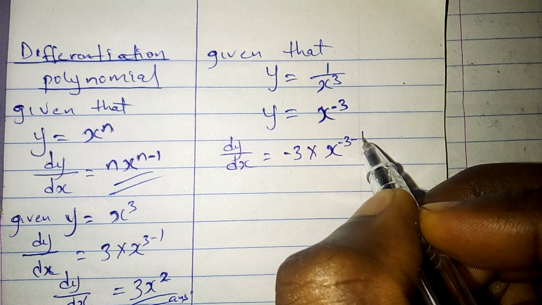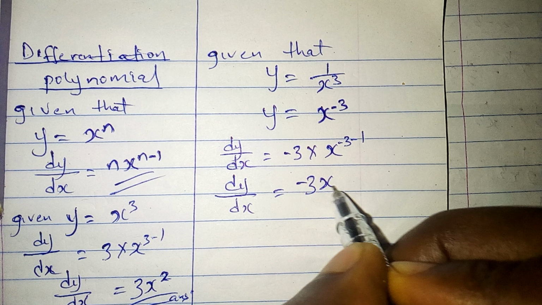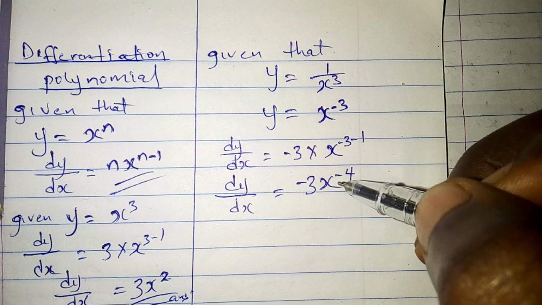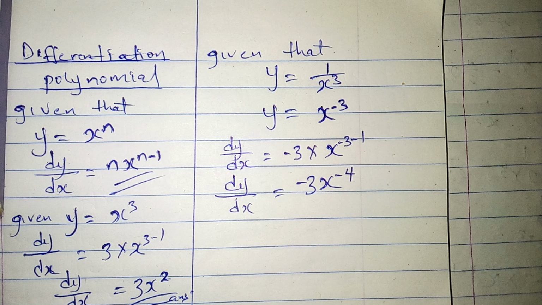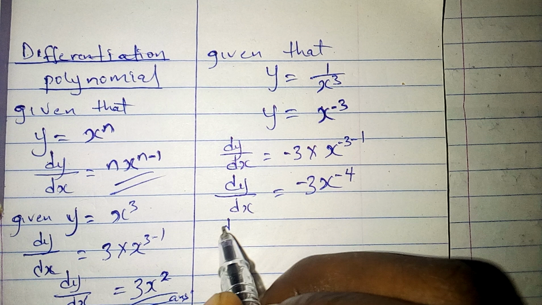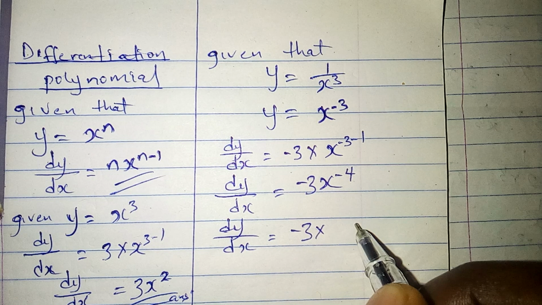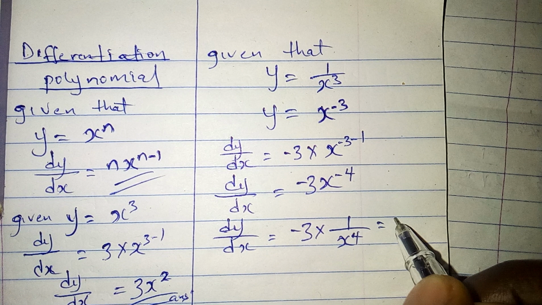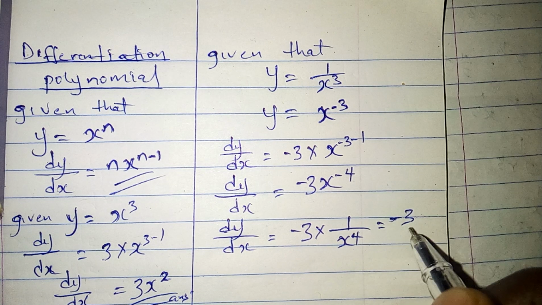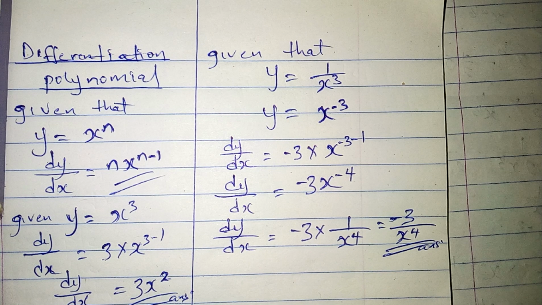So dy over dx is equal to minus 3 x raised to minus 4. Because the power has a negative sign, we can still remove that negative by introducing the denominator. We now have dy over dx equal to minus 3 over x raised to power 4 as your answer.